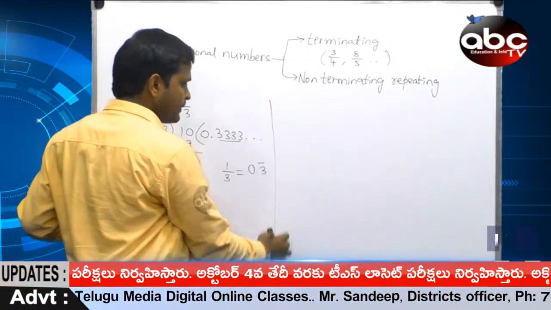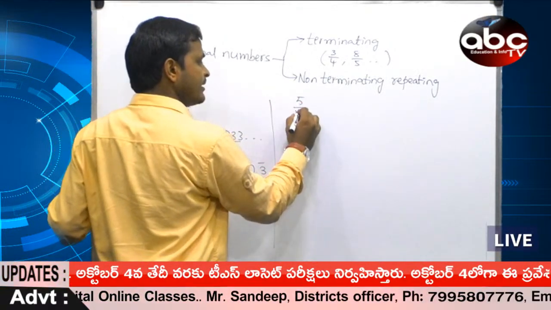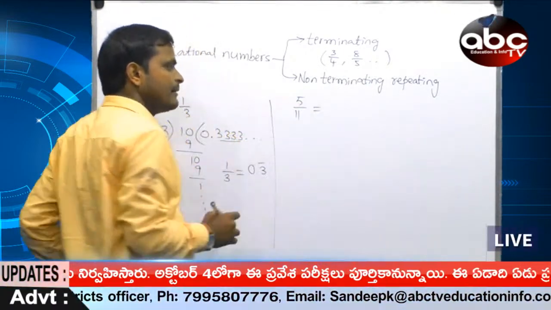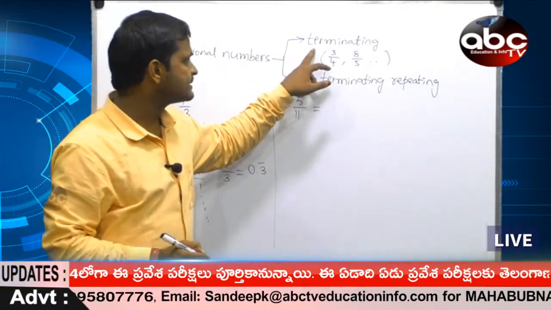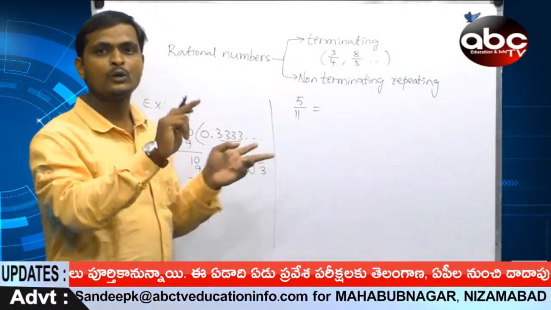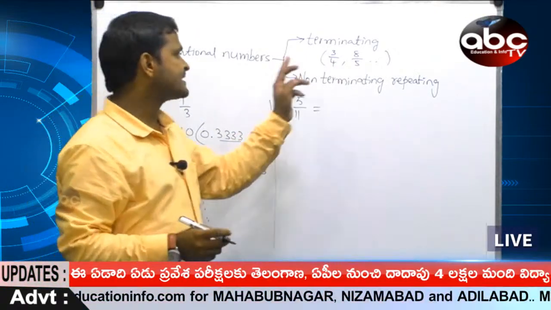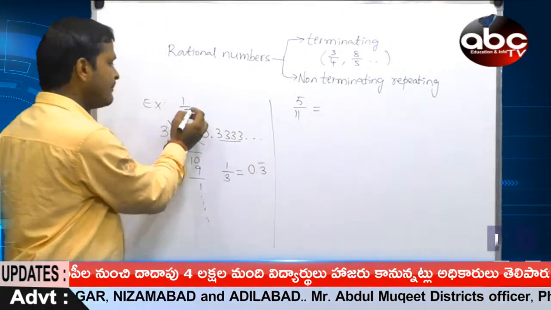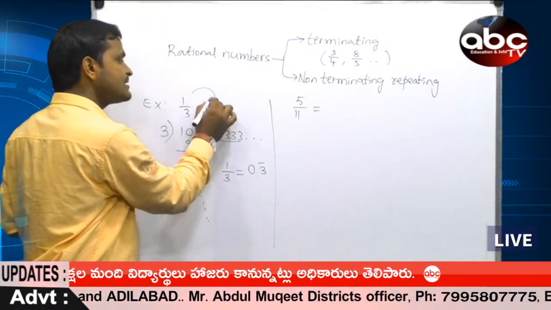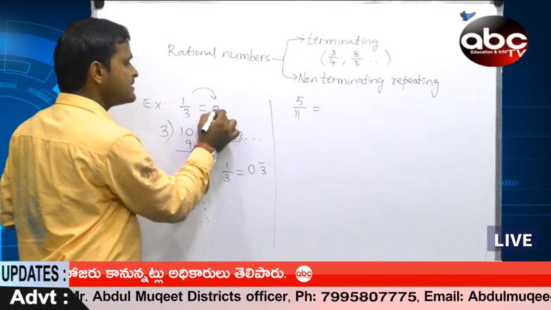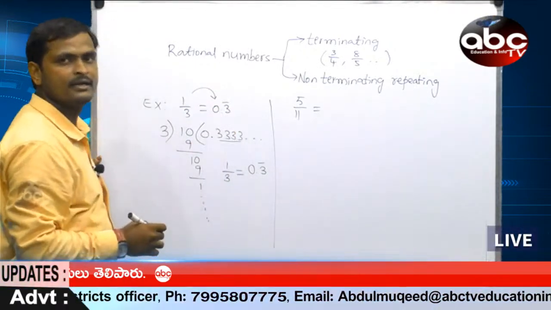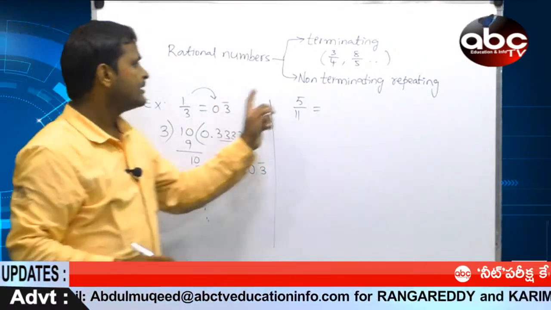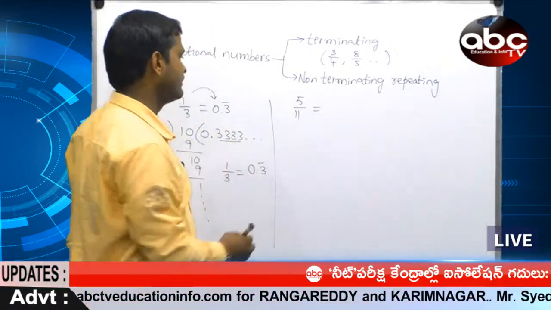See one more example. Suppose 5 by 11, we can write its decimal expansion. In the previous session we discussed how to convert p by q to decimal and decimal to p by q for terminating numbers. Similarly here, 1 by 3 as a decimal is 0.3 bar. Then how to convert decimal to p by q for a non-terminating repeating number?